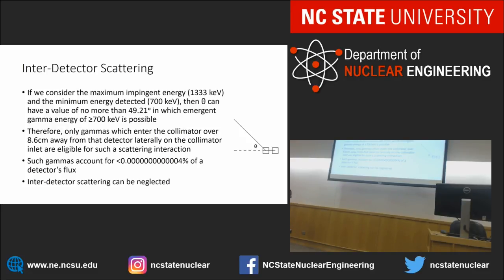So if we consider the highest energy gamma coming in this problem, which is 1333 keV, and the bottom of the detection window of the detector, which is 700 keV, you can't have an angle of more than 42 degrees and still get a detectable scattered gamma. And if we then extrapolate all the way back to the collimator inlet and look at that map we just had, and we integrate it, we find that it is an astronomically low amount of those gammas that reach that detector that are then eligible to scatter to adjacent detectors and still be above 700 keV.